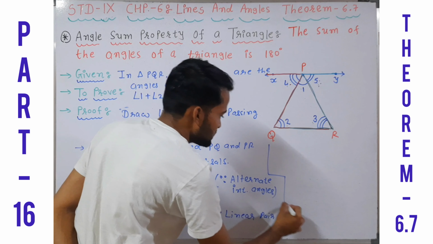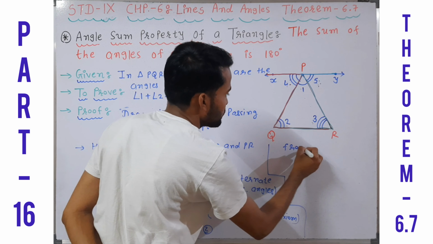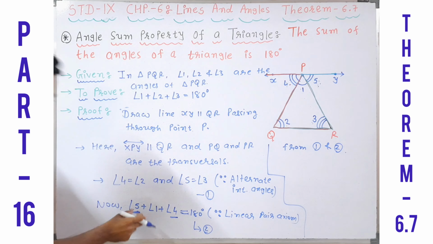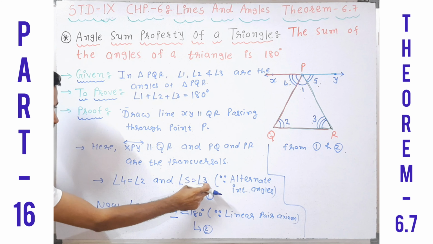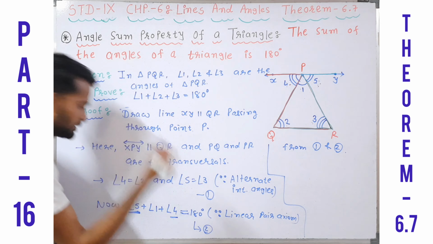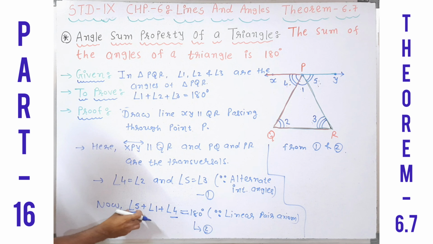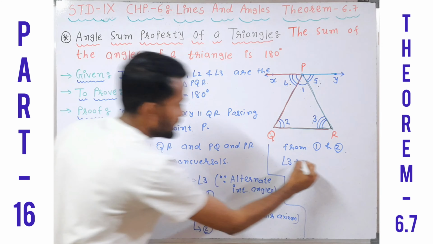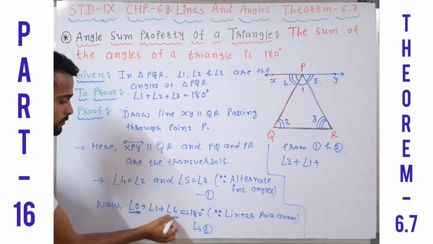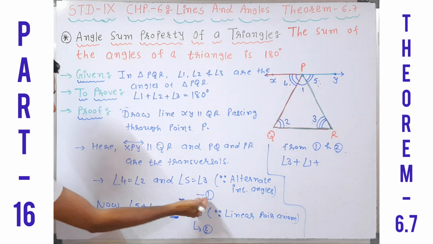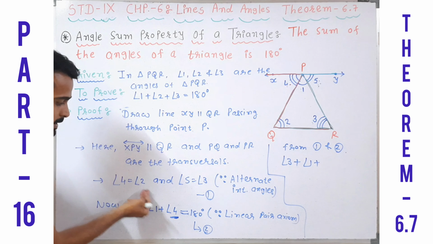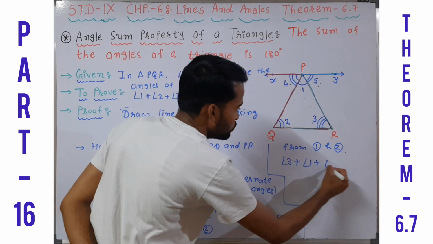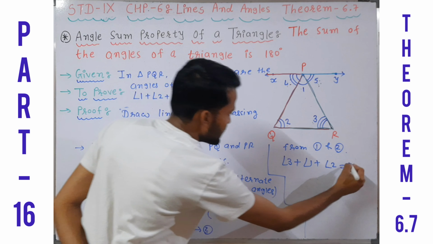So here we will mention that from these two results, instead of angle 5, again I repeat, we can write angle 3 because angle 5 and angle 3 are equal from result number 1. So here I am going to write angle 3 instead of angle 5, plus angle 1 as it is, plus instead of angle 4 we can write angle 2. Why? Because from result 1 it is clear that angle 4 and angle 2 are equal, right? So in result number 2, instead of angle 4 I am going to write angle 2, and it is equal to 180 degrees as it is.